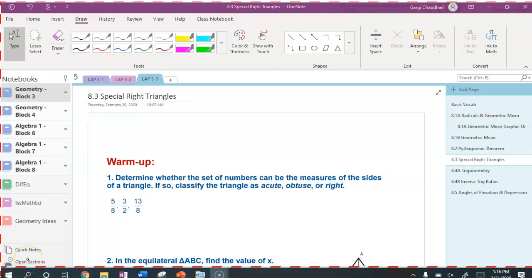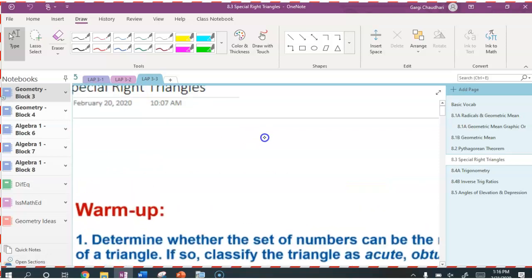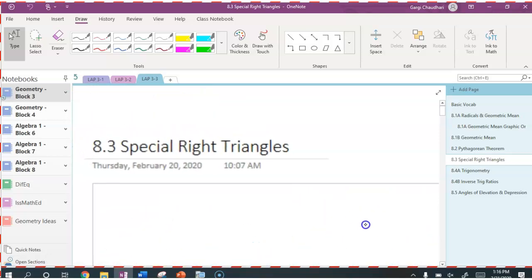Hello, we are looking at lesson 8.3, which is all about special right triangles.